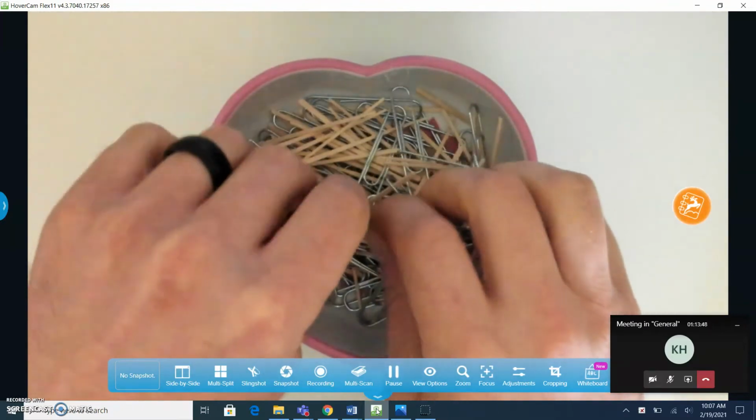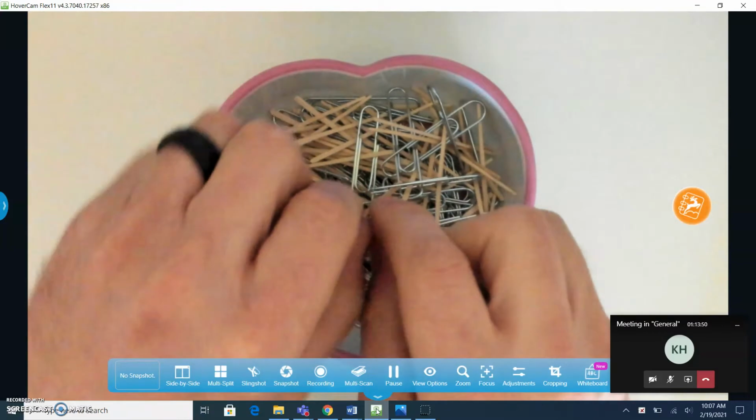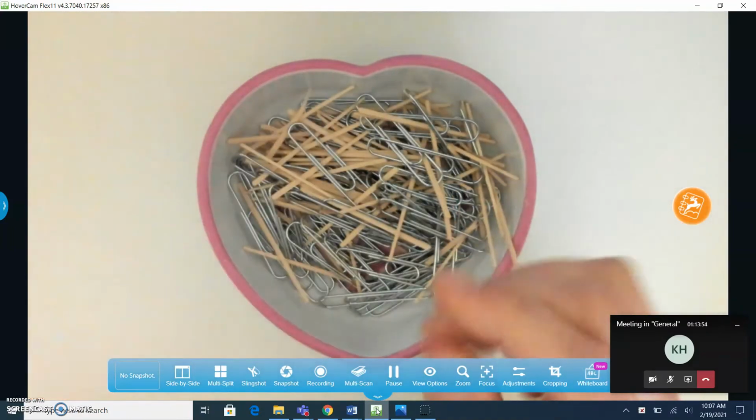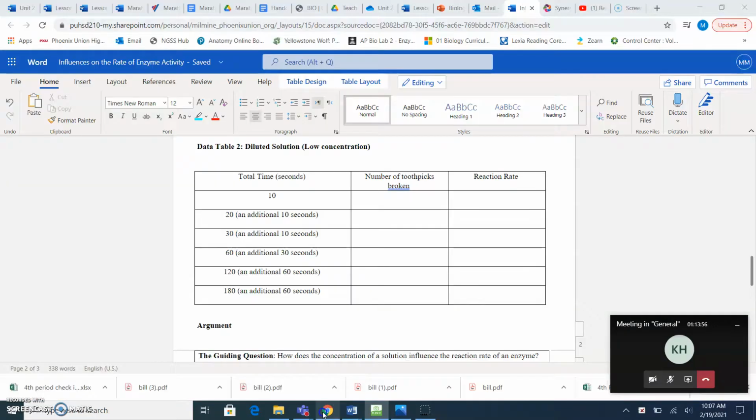1, 2, 3. I broke 3. So again, you take that number right over here, 3. 3 divided by 10 gives us a rate of 0.3. Next 10 seconds.